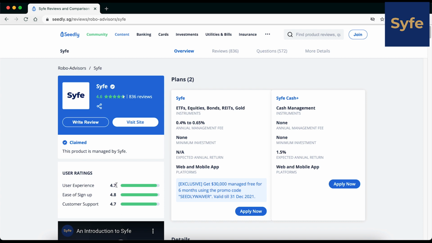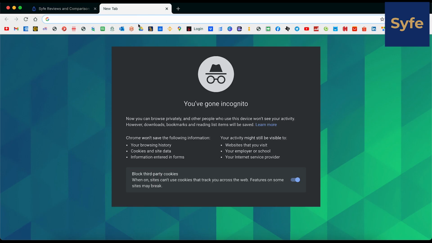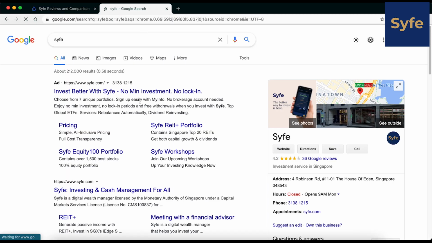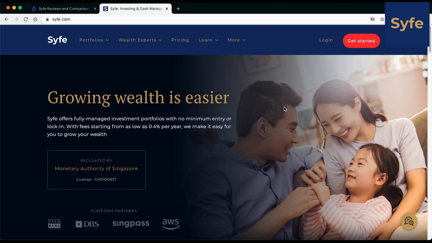And then we can see that it's 4.7 stars for user experience, 4.8 stars for ease of sign up, and 4.7 for customer support. Okay, so quite a reputable company even on Seedly reviews. So at least can have the basic level of confidence. Okay, then let's go to the Syfe website. Okay, so this is their homepage. You can see that over here, this is their motto.